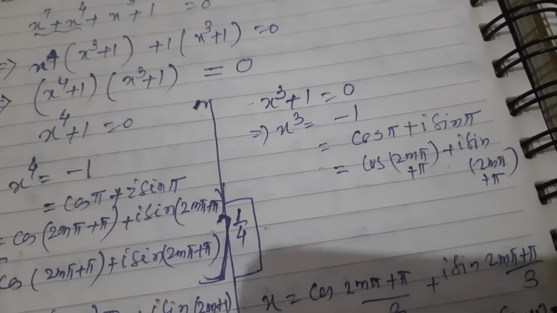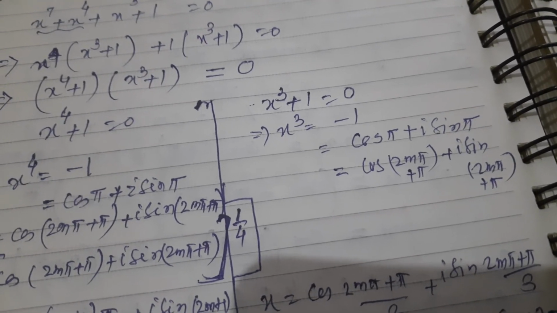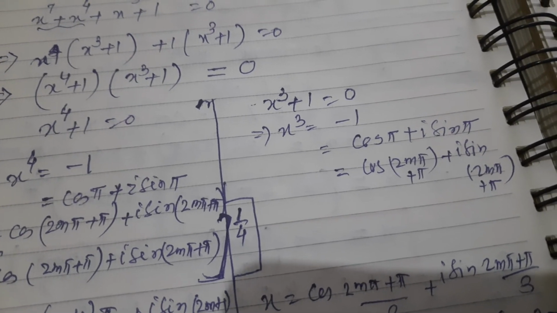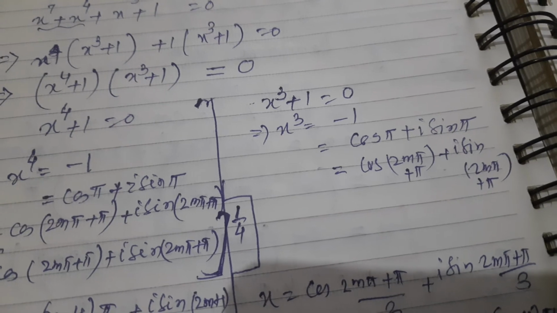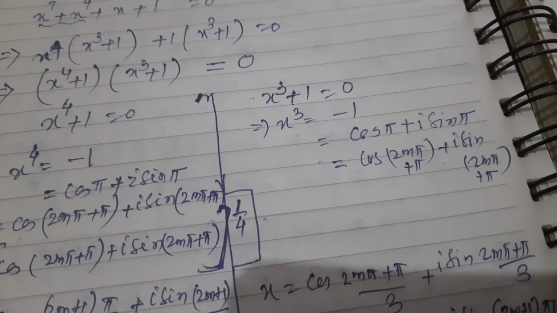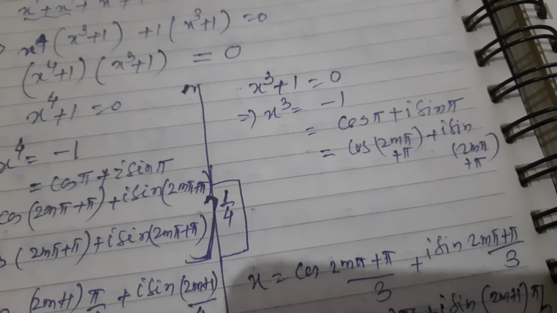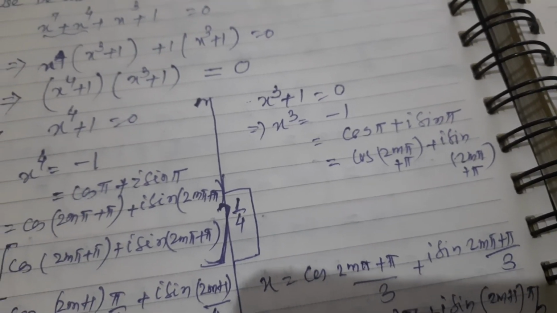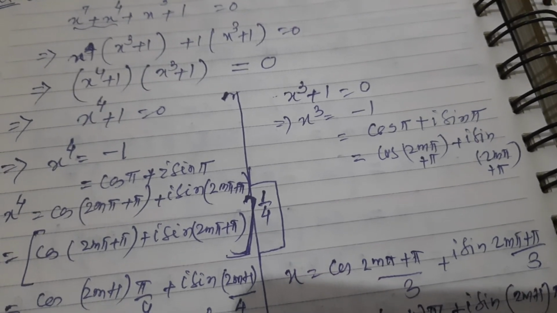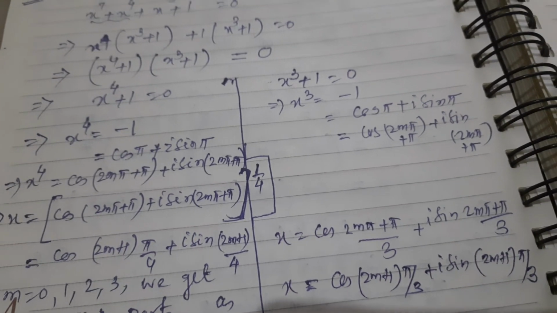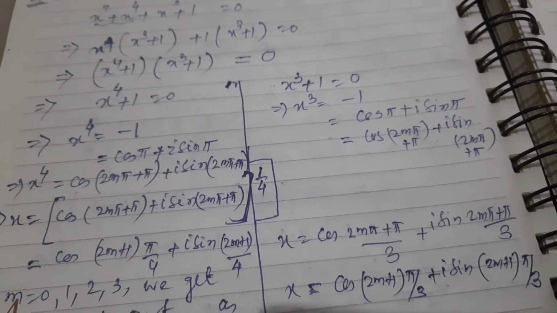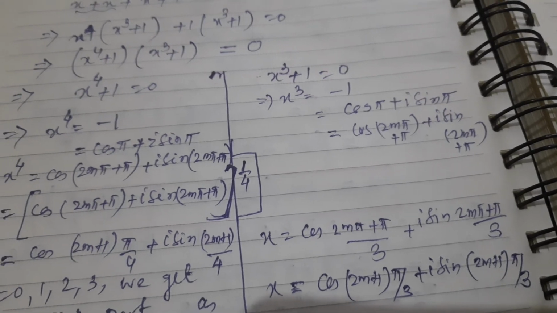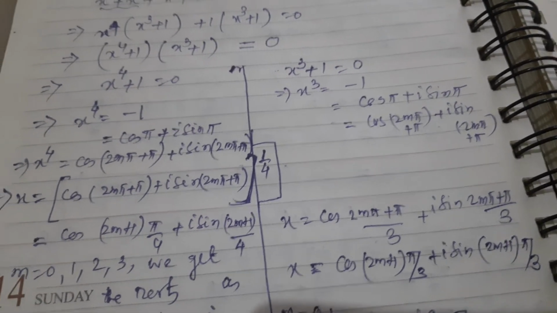So -1 can be written in polar form as cos π + i sin π. Students, look at both sides. The left hand side x⁴ is equal to cos π + i sin π because it is also -1. And the right hand side is also written this way, -1 as cos π + i sin π. Then go to your general expression. The general expression can be written as cos(2mπ + π) + i sin(2mπ + π), and in the right hand side it is also cos(2mπ + π) + i sin(2mπ + π).